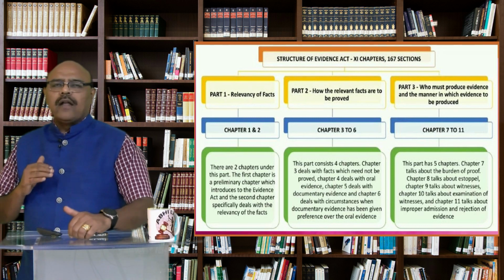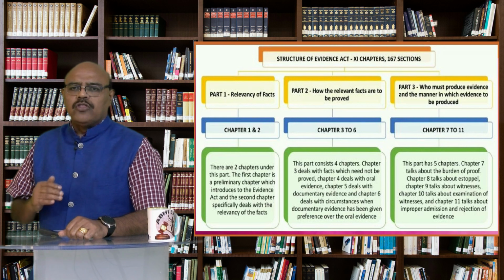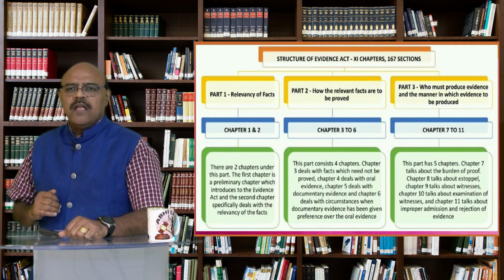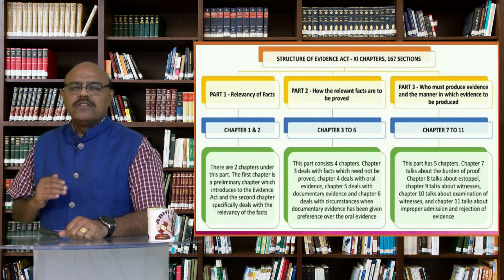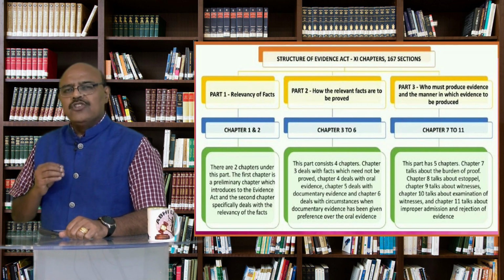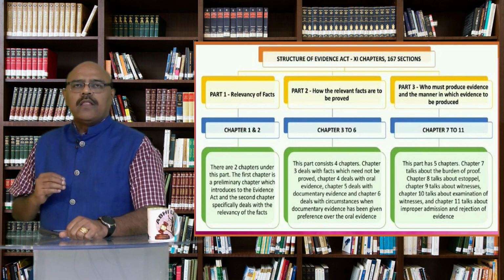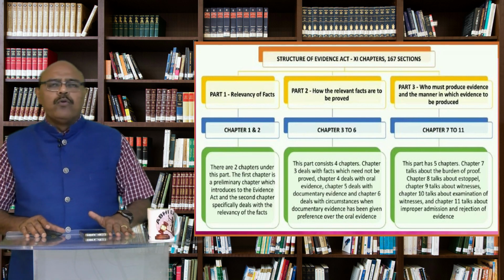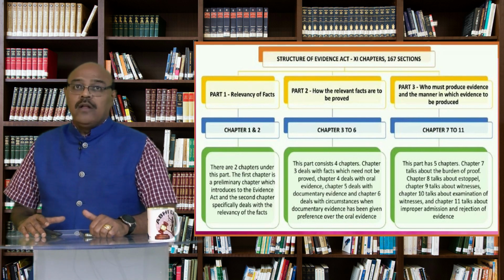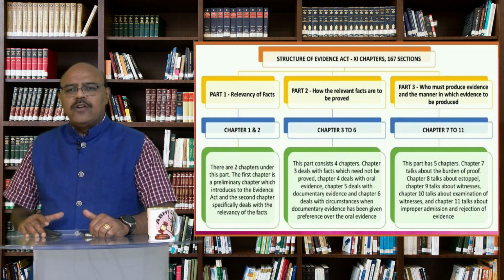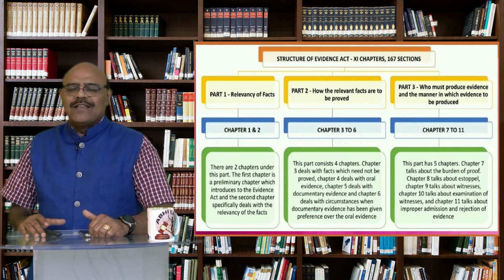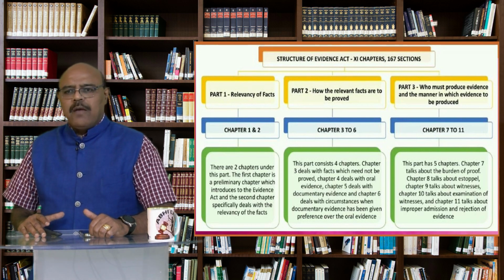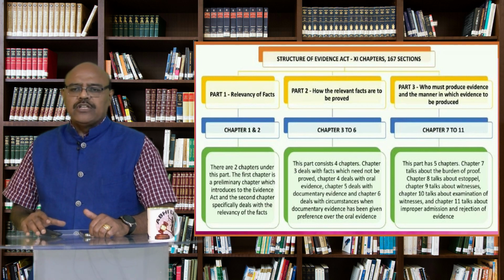Now we will go to part number 3, who must produce evidence and the manner in which the evidence needs to be produced, discussed in chapters 7 to 11. There are a total of 5 chapters. Chapter 7 talks about burden of proof. Chapter 8 talks about estoppel. Chapter 9 talks about witnesses. Chapter 10 talks about examination of witnesses, and chapter 11 talks about improper admission and rejection of evidence.